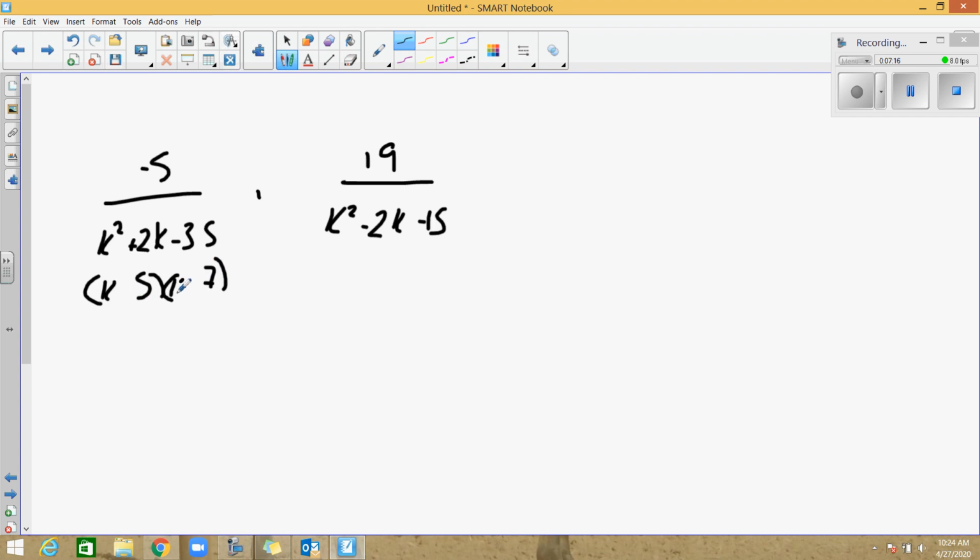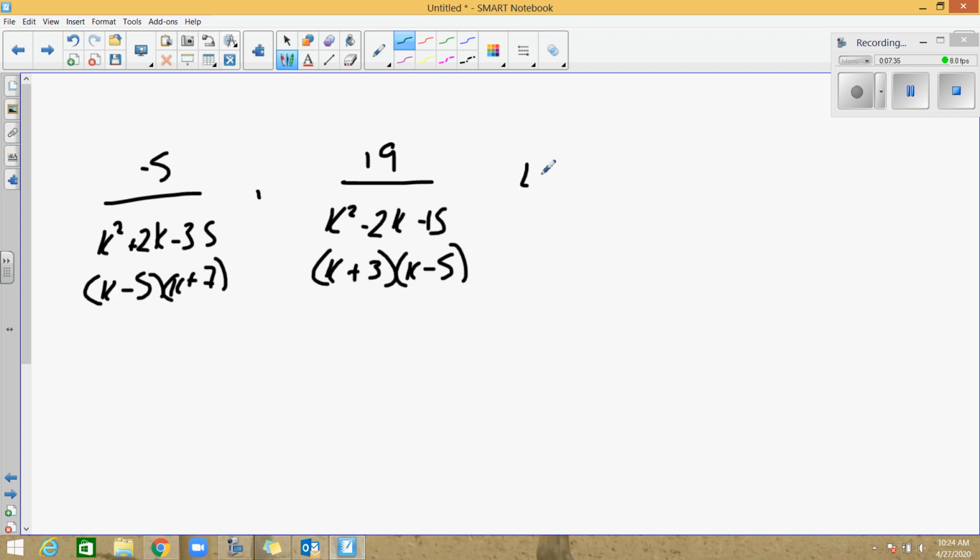K and k to get k squared. I have to have a positive 2, so my larger sign is positive. My larger number is positive. Two factors here of 5 and 3. Still have the k up front. They have to be opposite signs. A negative here and a positive there.